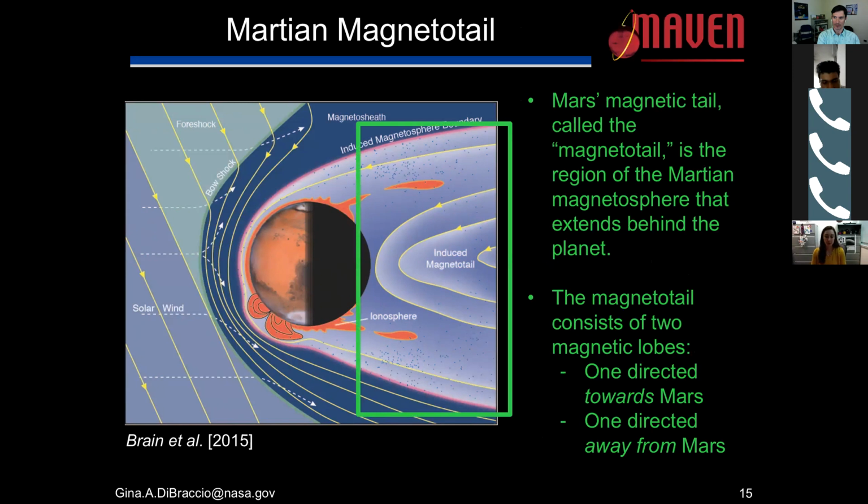So the Mars magnetotail, or the Mars magnetic tail, is the region of the Martian magnetosphere that extends behind the planet. It consists of what we call two magnetic lobes. So one lobe is directed towards Mars, and the other is directed away from Mars. So again, if you can follow my cursor here, this top lobe that I'm circling is one of the lobes where you see the arrows are pointing back towards the planet. So when I say directed towards Mars, I mean these magnetic fields are pointing towards Mars. If you follow that field line around, this second lobe here will actually have these field lines pointed away from Mars. So we have what we call two different regions, two lobes of the Martian magnetotail.